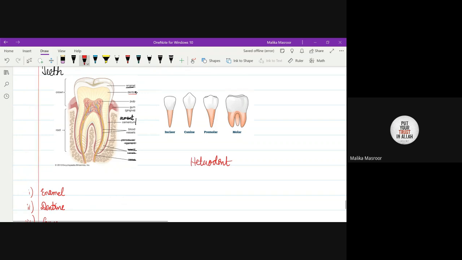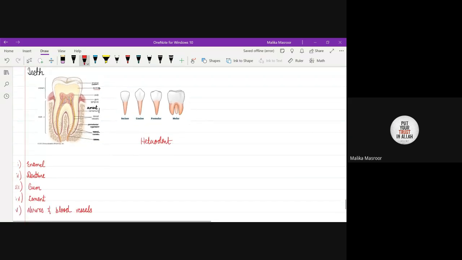Is this clear? Any questions on teeth? What is meant by heterodont? Heterodont means when you have different types of teeth. So we are heterodont, because we have four types of teeth. Clear? Great. Anyone else any questions?